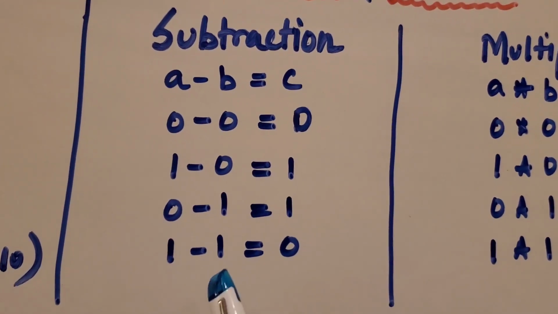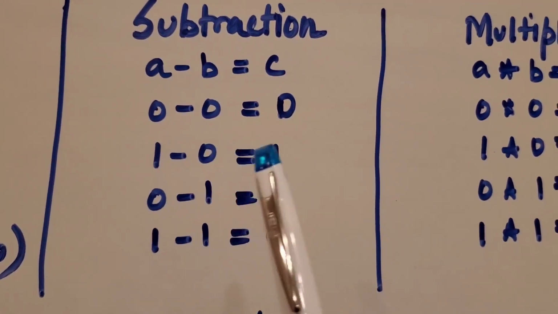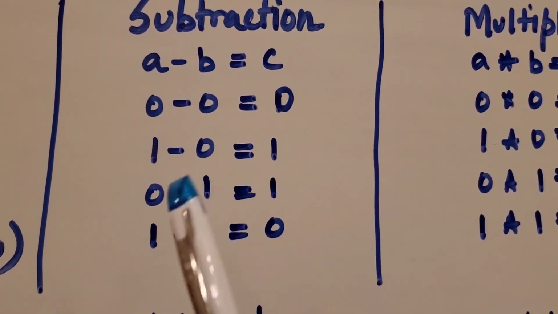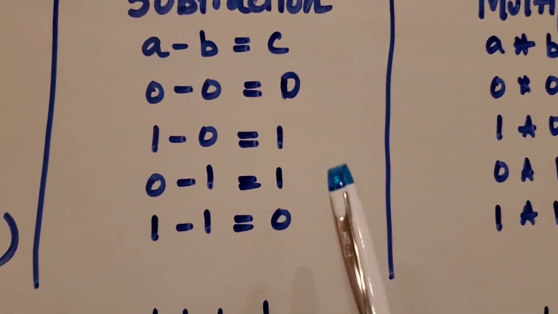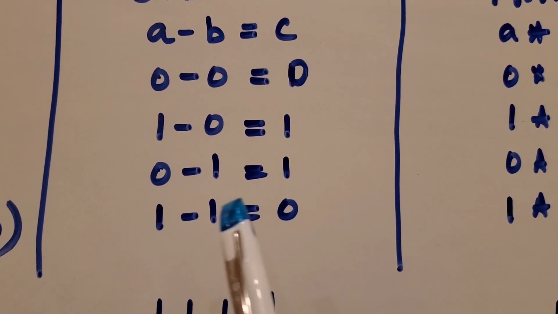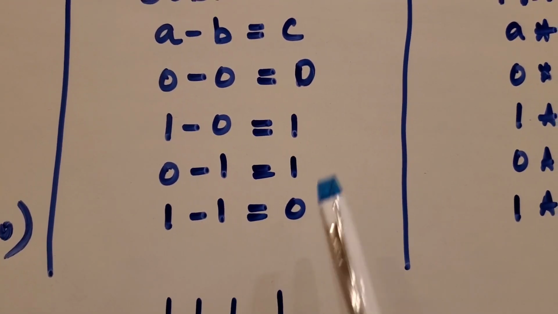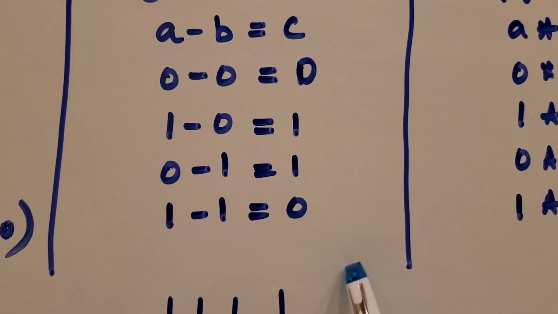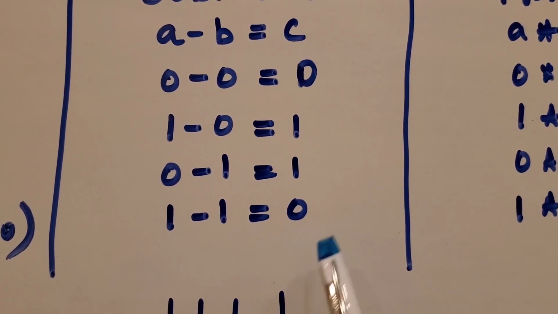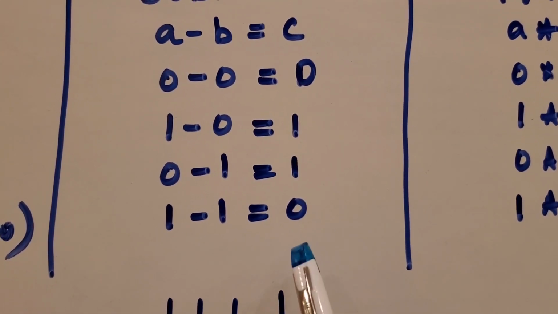In subtraction, we do the same. 0 minus 0 becomes 0, and 1 minus 0 and 0 minus 1, both cases we found 1. And then 1 minus 1 becomes 0. So the upper one and the last one value is 0, the rest 2 are 1. So this one you must learn, because this creates a problem for children sometimes.